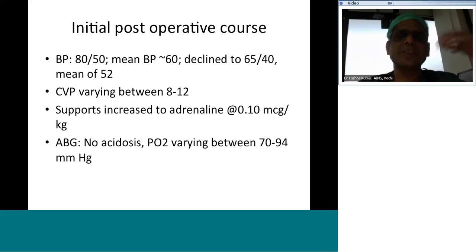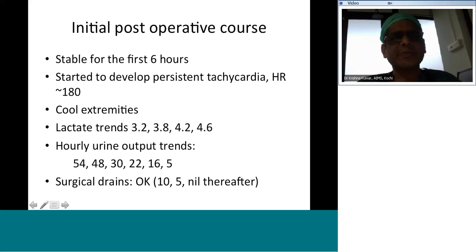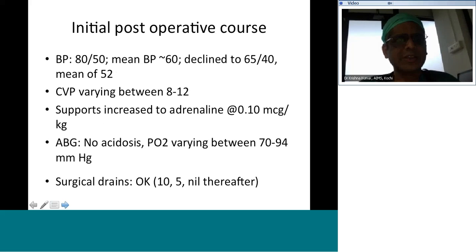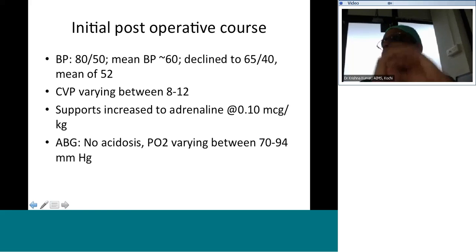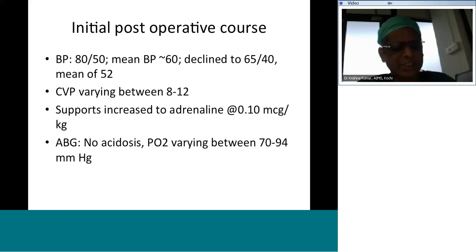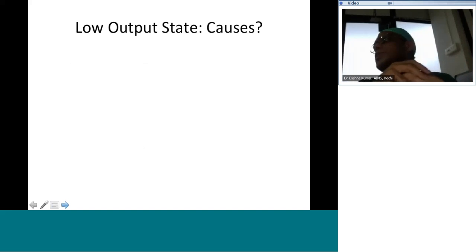First, baseline, bedside, what do you want to do? So I'll go back and tell you: stable for the first 6 hours, heart rate in the 160 to 180 range. These were the trends. Before I go on to the causes of low output state, anything else you want to do? Okay, what's your checklist of causes? What are the possibilities? What is your list of causes which you want to think of? Now you start telling me.